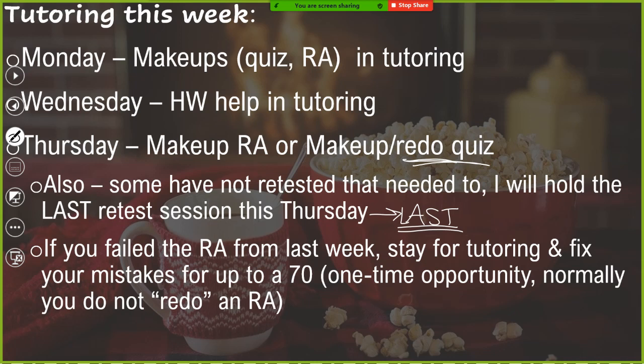Also, and this isn't something I normally do. Okay, normally we don't redo RAs, but because of the way that this RA was, a lot of the people that failed the RA, it wasn't really like you just made a small mistake because you weren't being careful, and then that made everything else messed up. So if that happens, I'm going to allow you to come into a retest session, fix your mistakes, and then I'll bring your grade up to a 70 if you failed.